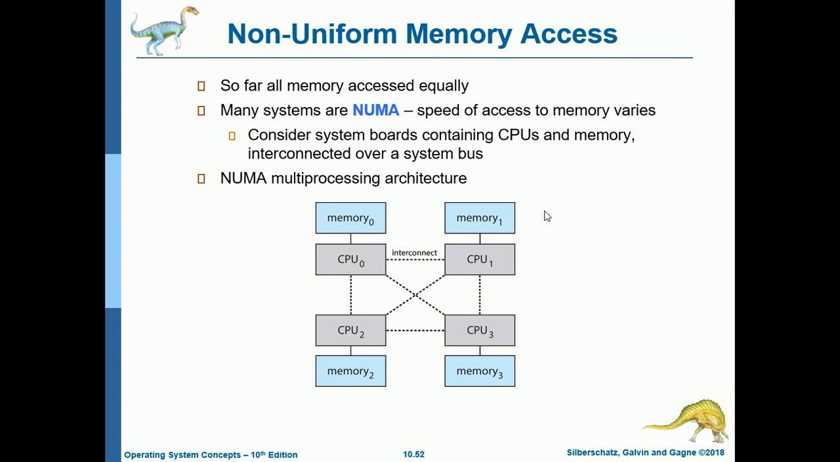So next we have non-uniform memory access. So far, all memory is accessed equally. But many systems are NUMA, or non-uniform memory access, so the speed of access to memory varies. Consider system boards containing CPUs and memory interconnected over a system bus. You've already seen this in our previous lessons. For example, we have 4 CPUs, interconnected, and each has its own set of memory.